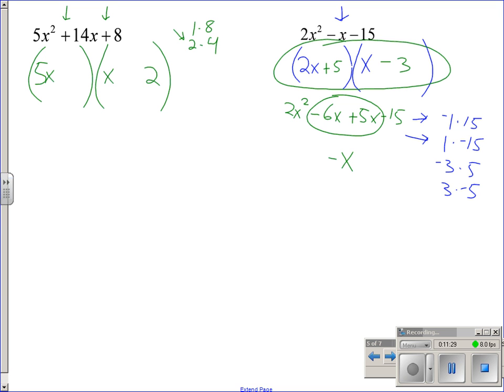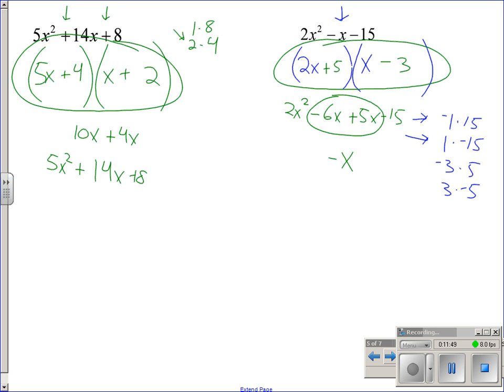If I put a 2 here, that's going to give me a 10x. And if I put the 4 here, there's a 4x. So our outside and inside terms, 10x plus 4x. There's our 14x. Okay, the first term was our 5x squared, and the last term was plus 8. That's exactly what we want. Okay, it's kind of difficult, but there's a pattern to it. There's certain things that you're looking for to make it easier.